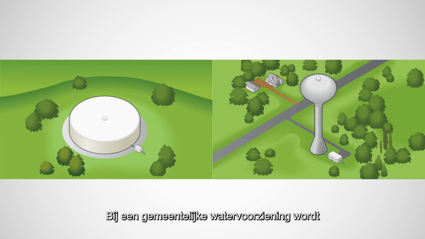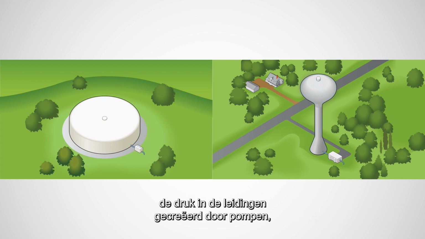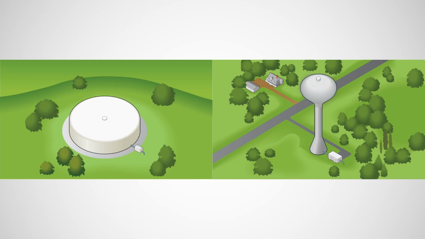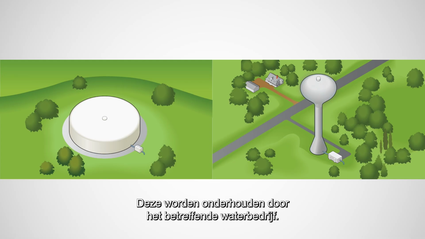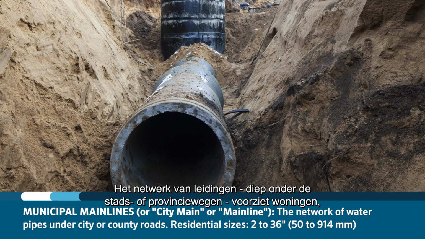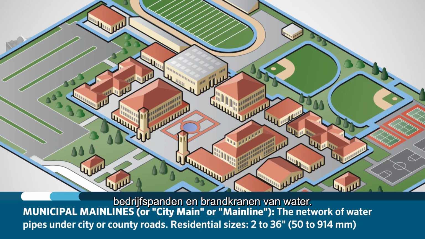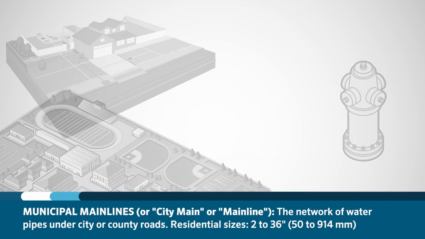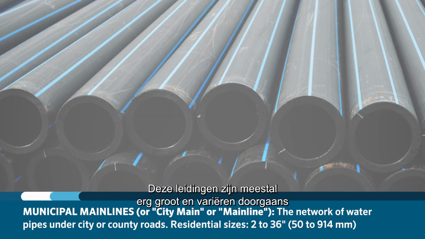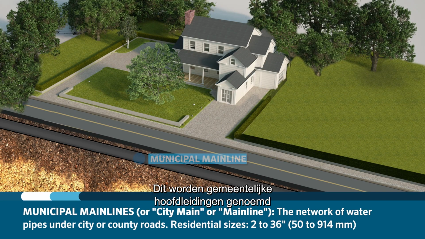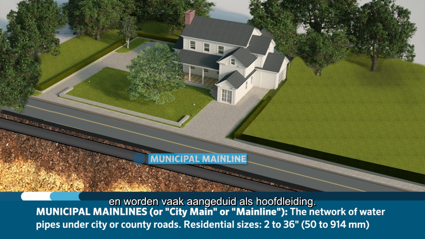With a municipal supply, pressure is created in the water supply lines by pumps or by gravity-fed supply tanks on hilltops or water towers you see throughout cities. These are maintained by the supplying agency. The network of pipes deep under the city or county roads service homes, commercial properties, and fire hydrants. These pipes are usually very large and typically range from about 2 to 36 inches. These are called municipal main lines and may often be referred to as city main or main line.